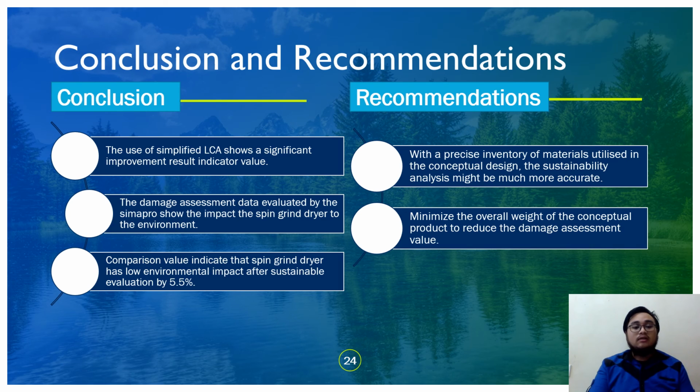For the conclusion, the use of simplified LCA shows a significant improvement in result indicator value. The damage assessment data evaluated by SimaPro show the impact of the spin grind dryer on the environment. Comparison value indicates that the spin grind dryer has low environmental impact after sustainable evaluation by 5.5% average. For the recommendation, with a precise inventory of materials utilized in the conceptual design, the sustainability analysis might be much more accurate. Then minimize the overall weight of the conceptual product to reduce the damage assessment value.